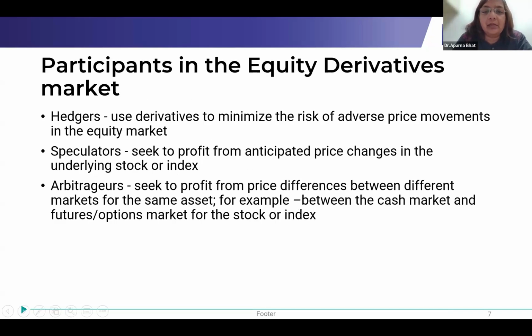Okay, so who are the participants in this market? Basically, there are three kinds of participants: hedgers, speculators, and arbitrageurs. Now, who are these hedgers? Hedgers use derivatives to minimize the risk of adverse price movements in the equity market. For example, in our case, Mr. Sharma is a hedger. Why is he a hedger? Because he already owns investments, and he's worried about what will happen if the election results are bad. So he wants to protect his investments against an unfavorable price movement. He is a hedger.